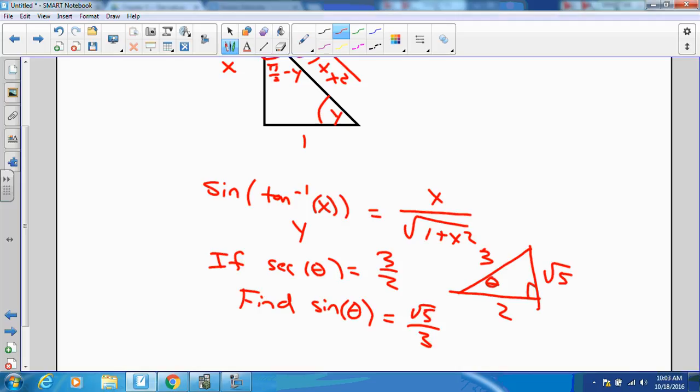That would be the sine. And the sine of that angle is root 5 over 3. And I never had to find the angle. So the right triangle analysis here is very, very convenient. And physicists especially use it very often.